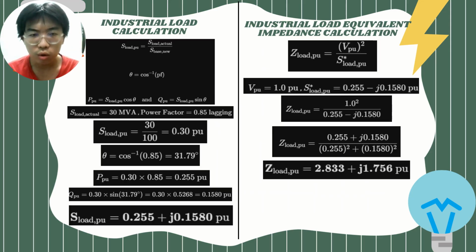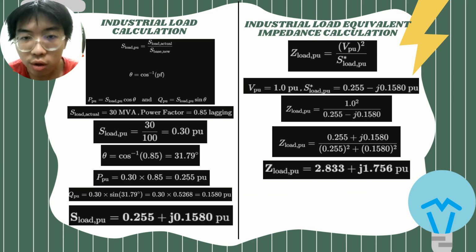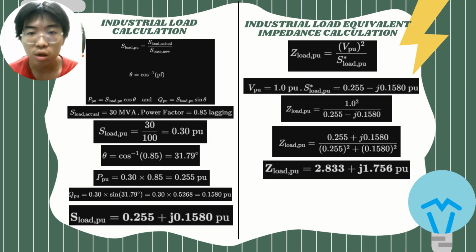Next, I will talk about the industrial load calculation and the industrial load equivalent impedance calculation. For the industrial load calculation, the formula given is S load per unit equals S load actual divided by S base new. And theta is equal to cos inverse of the power factor. And the P per unit equals S load per unit cos theta, and Q per unit is equal to S load per unit sin theta. The given data is S load actual is 30 MVA, and the power factor is equal to 0.85 lagging. We put the values into the formula first.